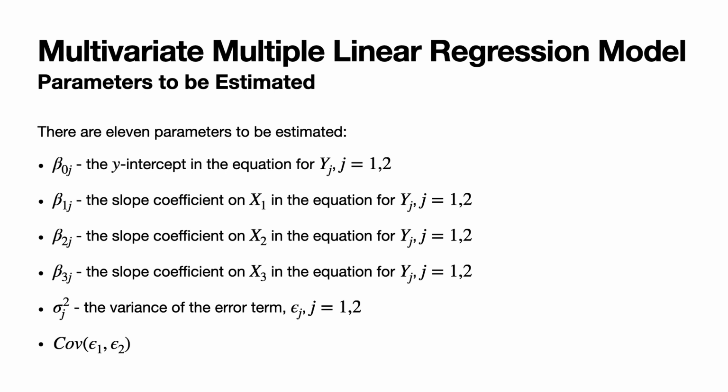We have the two error variances, sigma 1 squared and sigma 2 squared. And then finally we have the covariance between the two error terms, epsilon 1 and epsilon 2. And so that gives us 11 parameters to be estimated.